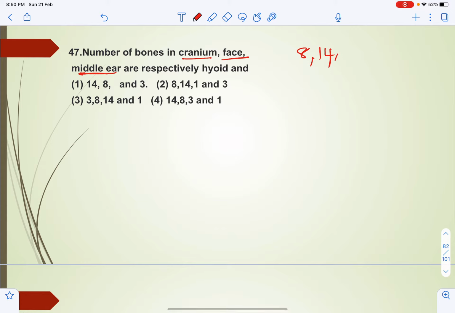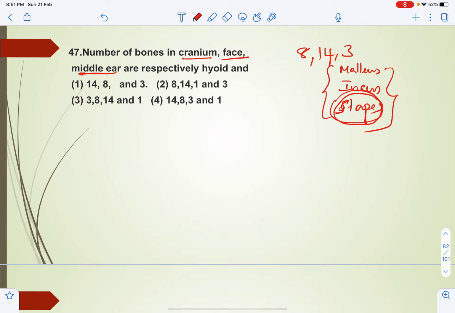Generally in each ear there will be 3. That is malleus, incus, stapes. Stapes is the smallest bone, right? Actually these bones help in the conduction of sound waves in the middle ear. So 8, 14, 3 and what is it, the 1.